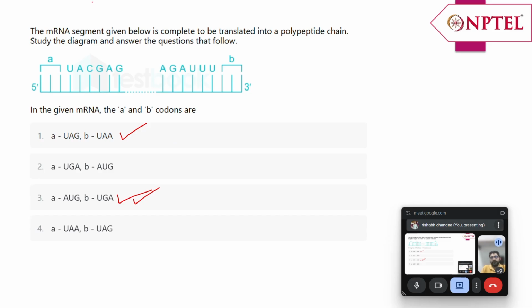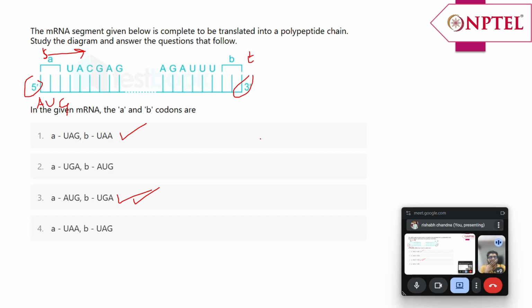Okay, so if we see the question, because it's the 5 prime end, this would be the start of the mRNA. From here it would be the start, and this is the 3 prime end, so this would be the termination. A will be the start codon of the peptide chain, so this would be none other than A, U, and G, that codes for methionine. And B would be the termination codon.